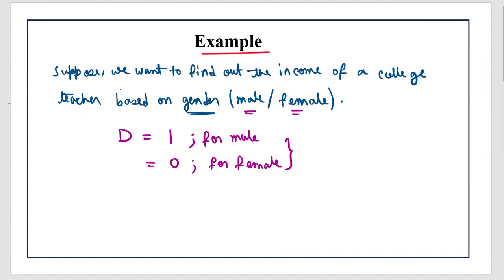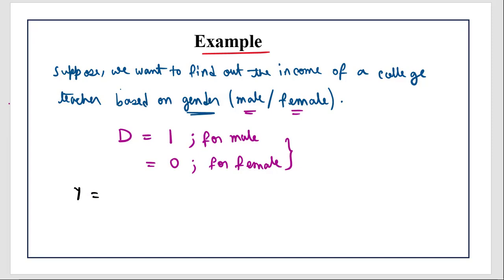So a dummy variable is usually a binary variable, and this is how we quantify things. It will take the value 1 if something happens, and the value 0 if the other thing happens. In the case of gender, I have assigned it this way, but you can take it the other way around as well: D can be equal to 1 for female and 0 for male. Any way you want, you can assign the value. Now, if this is the case, then let us define the model as this.